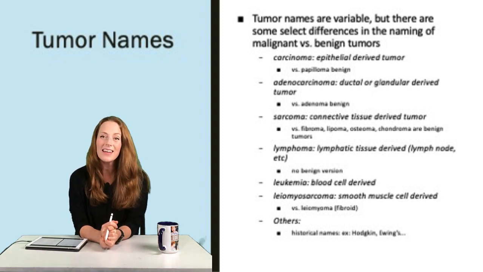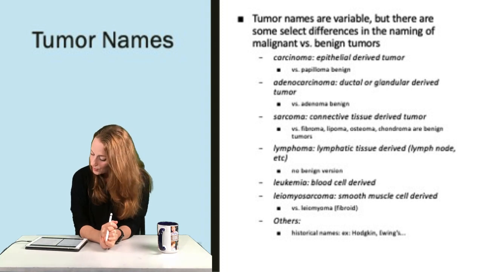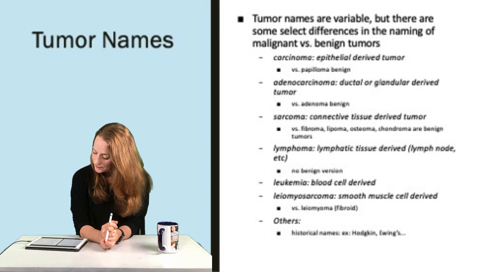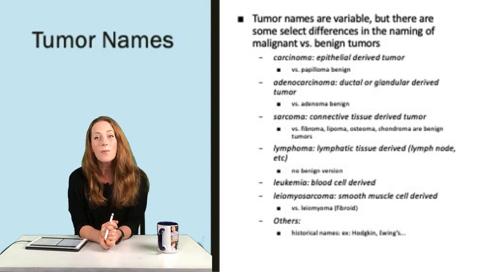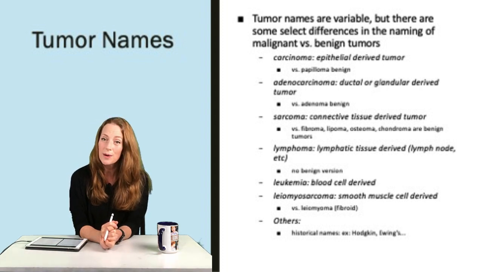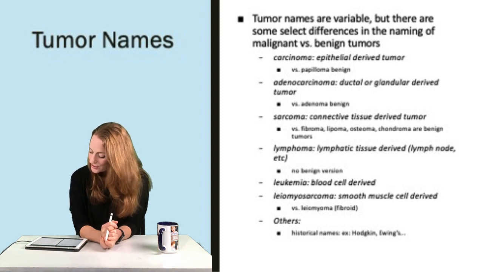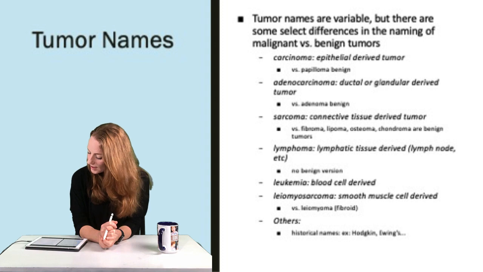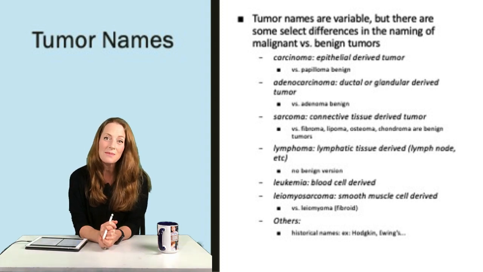Lymphoma is a lymphatic tissue-derived tumor, derived from the lymph nodes and related tissues. Leukemia is a white blood cell-derived tumor. Leiomyosarcoma is what we saw in the previous slide. There are also historical names for tumors, which you will learn as you learn about various different cancers.